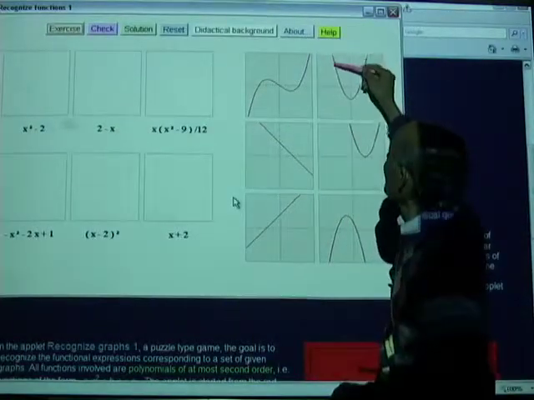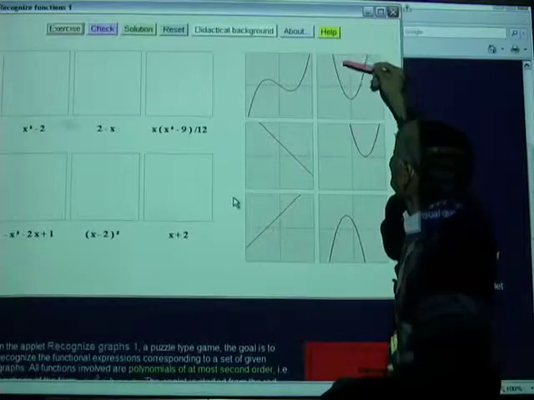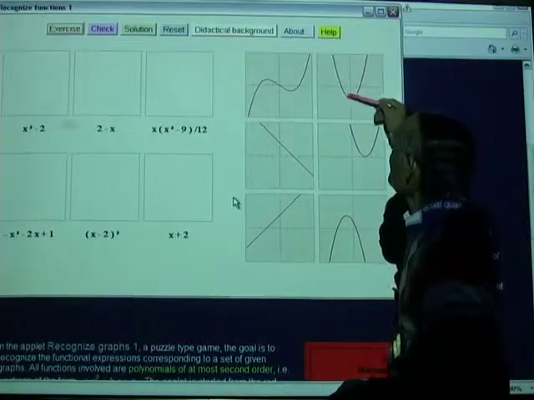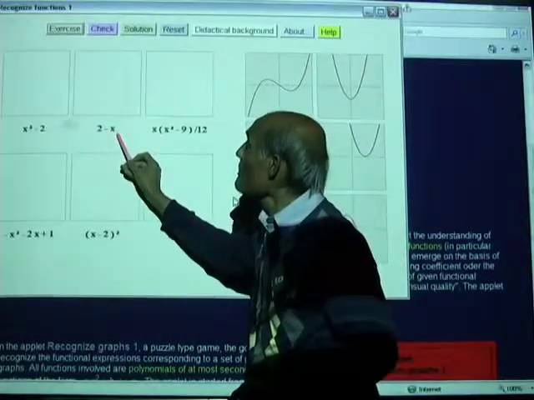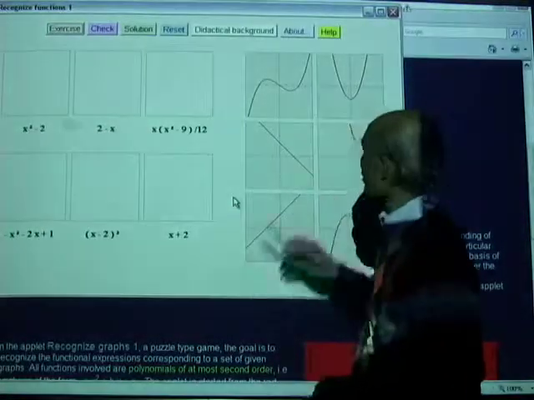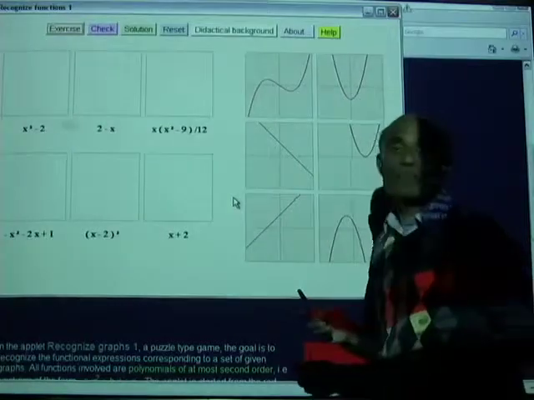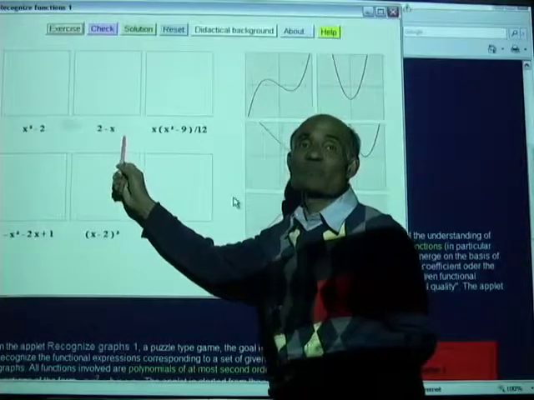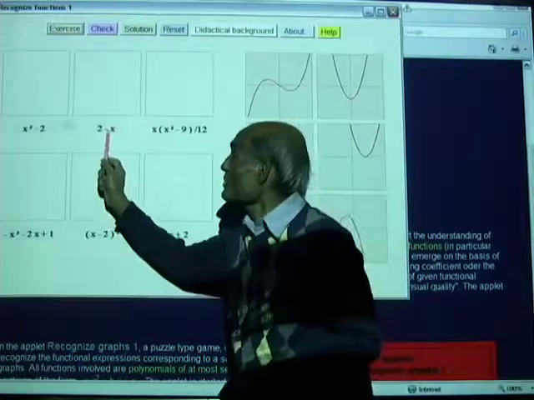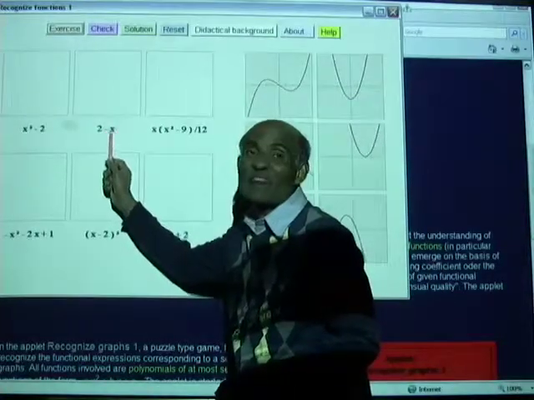The graph of x squared is a parabola. X squared minus 2 is this, so that will fit there. Alright, 2 minus x. Look at these graphs and tell me which of these corresponds to 2 minus x. Now you've got to read it like this. The graph of negative x.